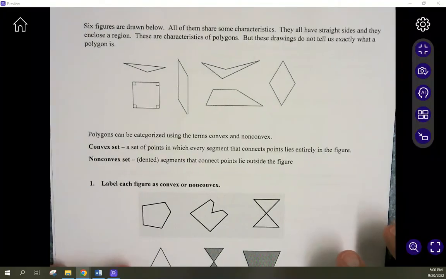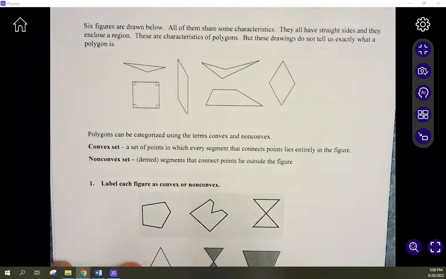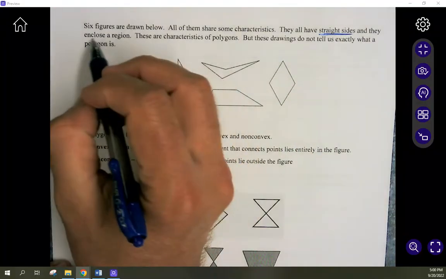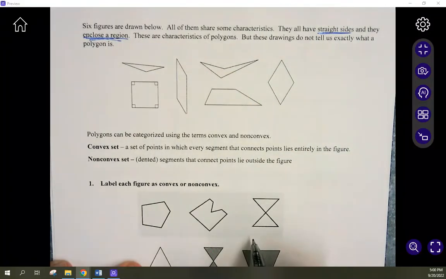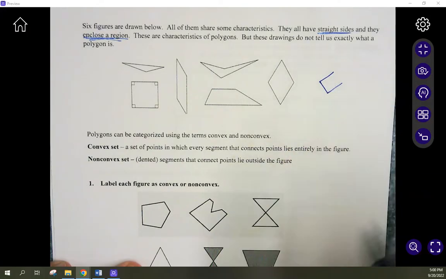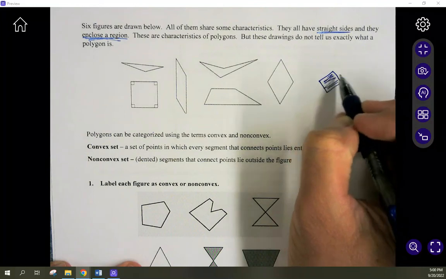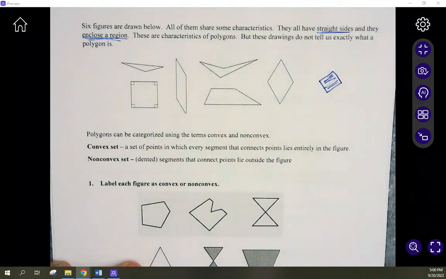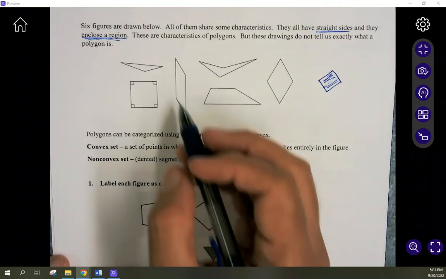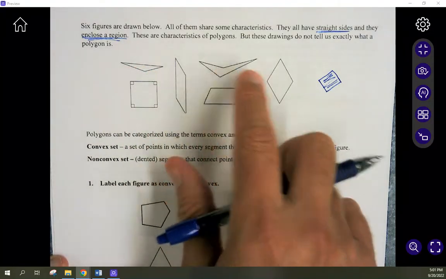All right, so if we flip this over, we're going to take a look at these six figures that are drawn below. All of them share some characteristics. They all have straight sides. We're not looking at curves. And they all enclose a region, meaning they're not open. It's not some straight sides that don't connect. They are enclosing a region. There's something inside that's enclosed. There's no opening. That's another way to say it. And these are all characteristics of polygons. Okay, and these are all polygons.